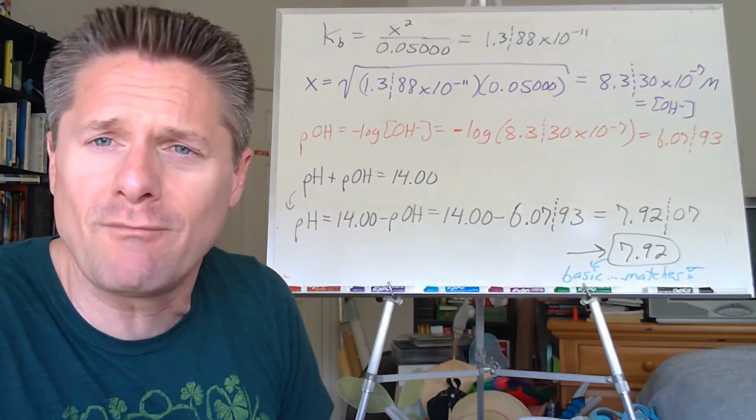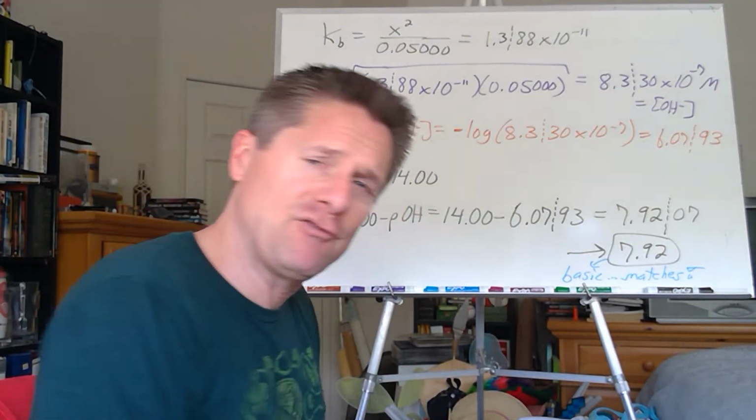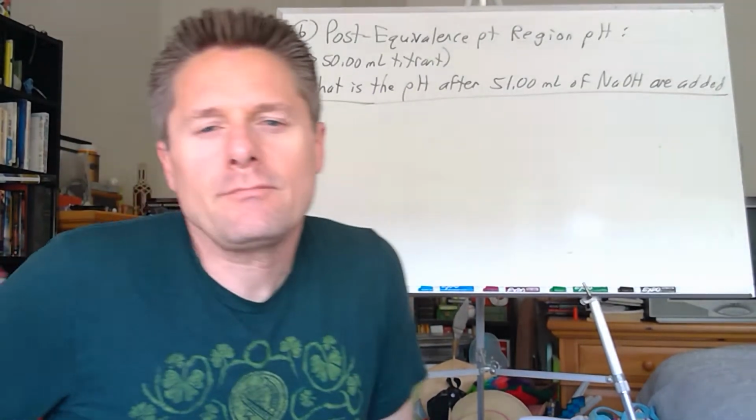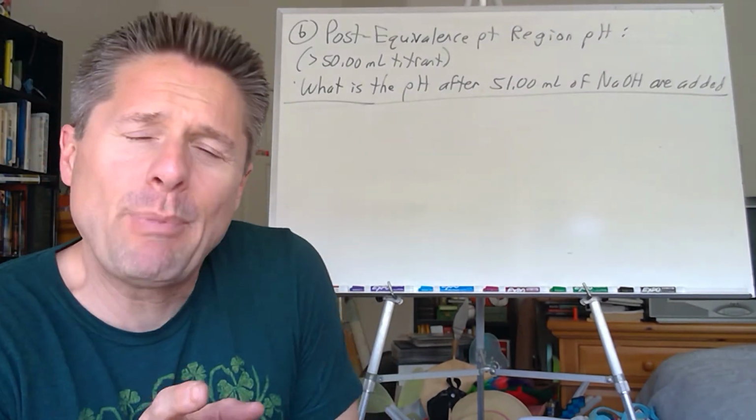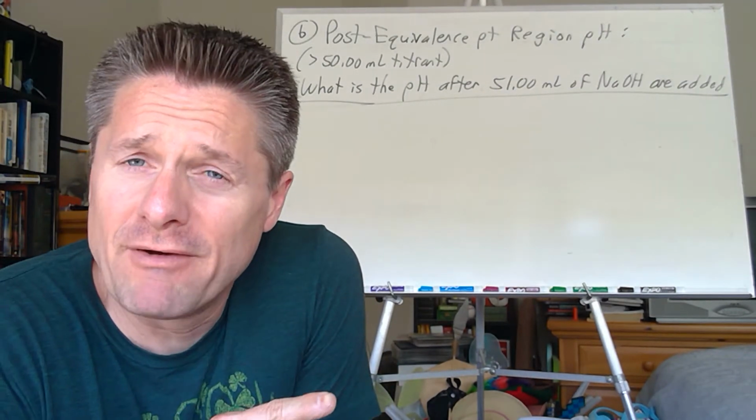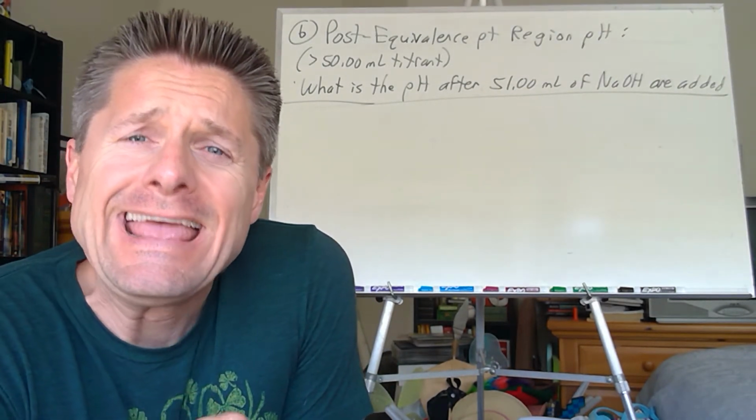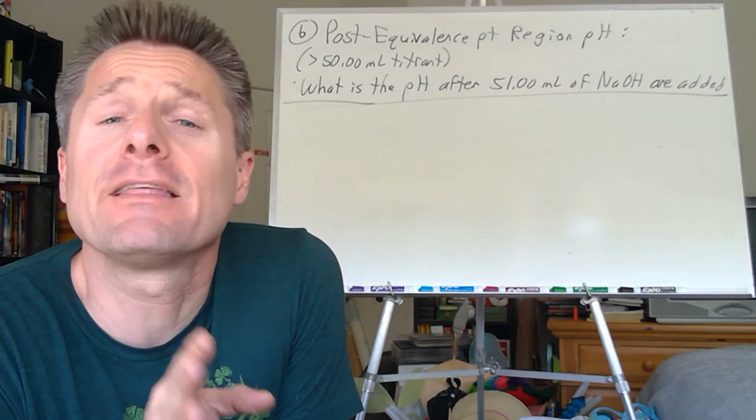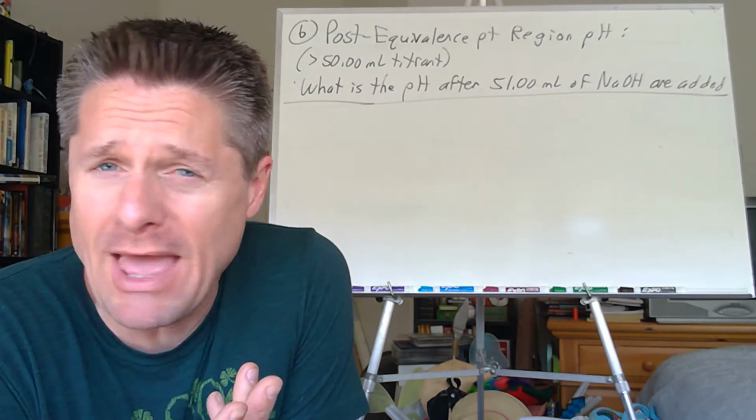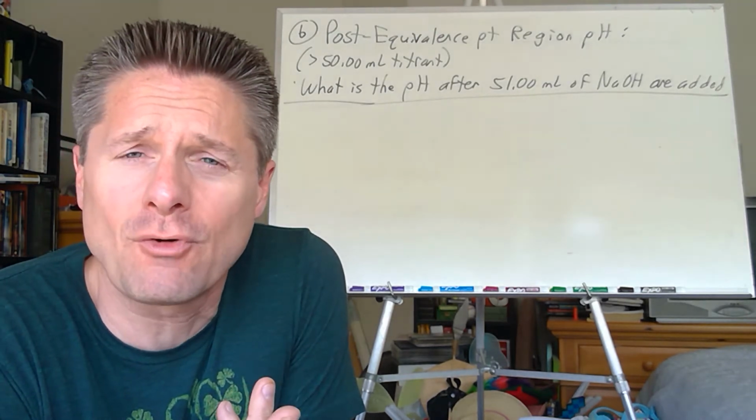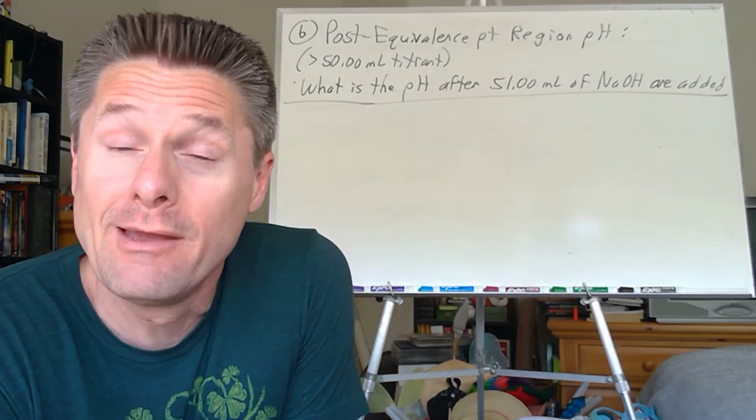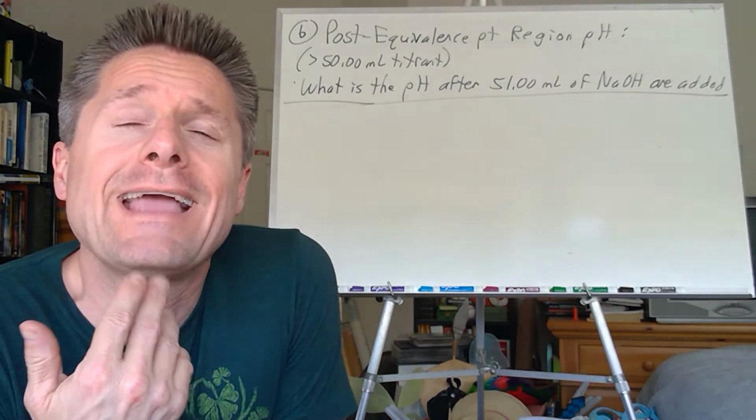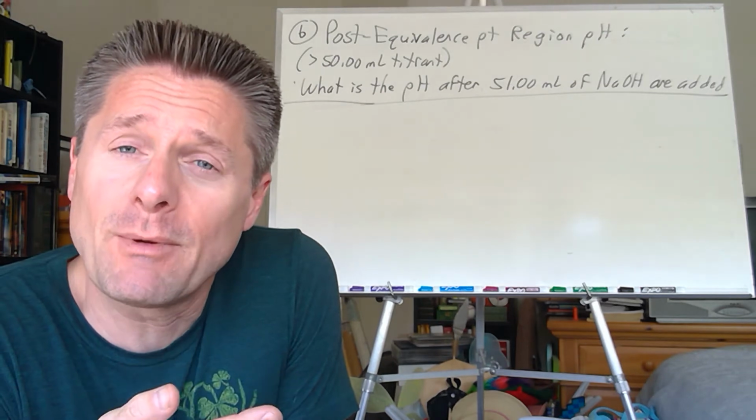Let's do a post-equivalence point. Let's do it after 50 milliliters. Here we go. If you look back to the prior video with the strong acid, strong base, any post-equivalence point pH is exactly the same type of calculation, because it doesn't matter what the identity of the acid is or whether it was strong or weak. It doesn't matter because it's gone. All that's left is the titrant because we have excess titrant. So what's the identity of the titrant? In this case, sodium hydroxide. It's a strong base.